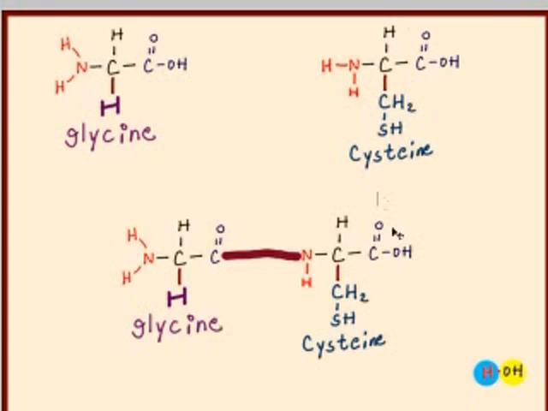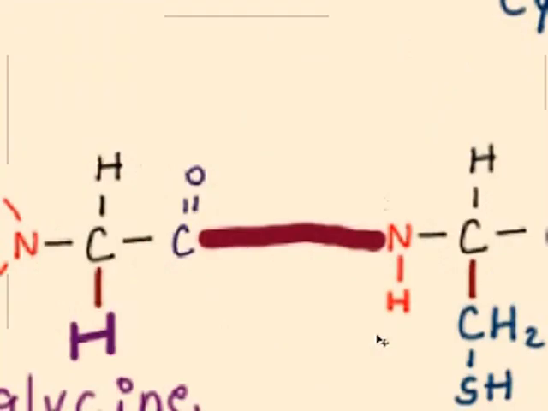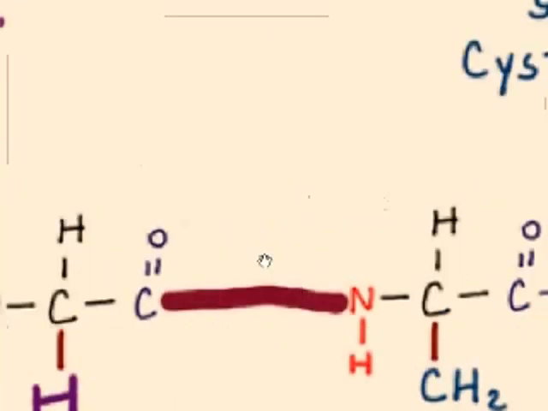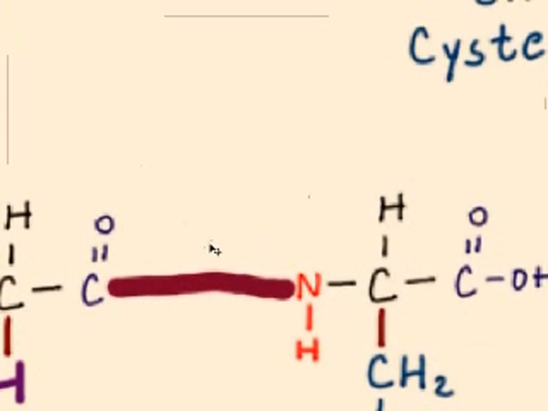Let us now label this structure here. The first thing that we're going to label is this bond, the bond that forms between glycine and cysteine, or the bond that forms between two amino acids. Now, whenever two amino acids join in a protein to make a polymer, it's always the carboxyl group joining with the amino group.